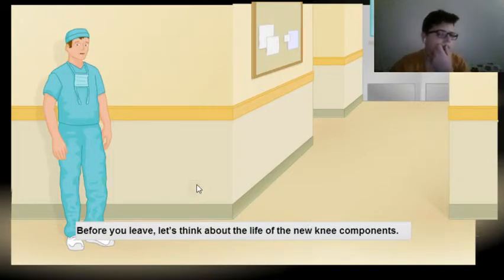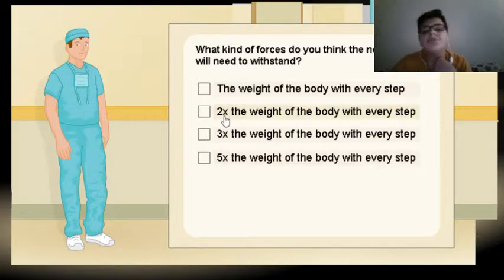Before you leave, let's think about the life of the new knee components. What kind of forces do you think the new knee will need to withstand?